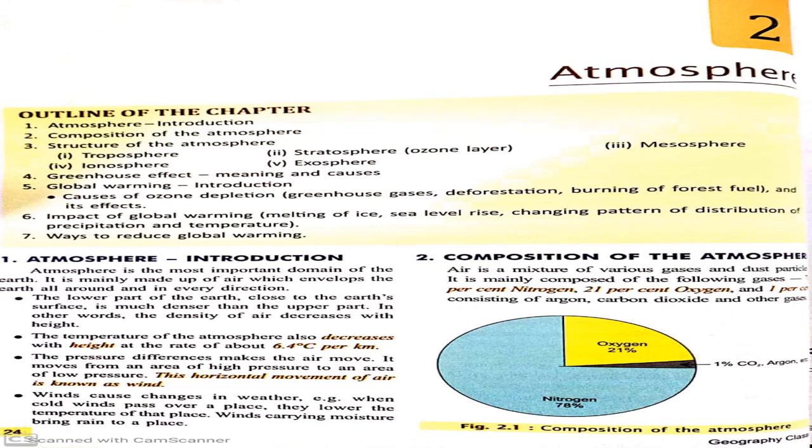Air, which is a mixture of various gases and dust particles, is mainly made up of nitrogen, oxygen, argon, carbon dioxide, and other gases. So this is the percentage of the various gases available in the air. If you see, it consists of 78% nitrogen, 21% oxygen, 1% argon, carbon dioxide, and other gases.